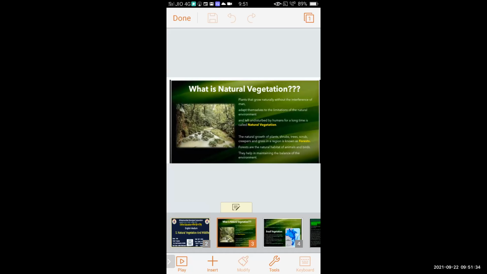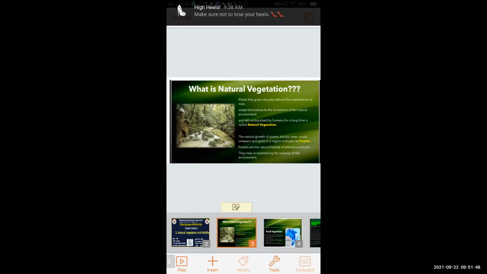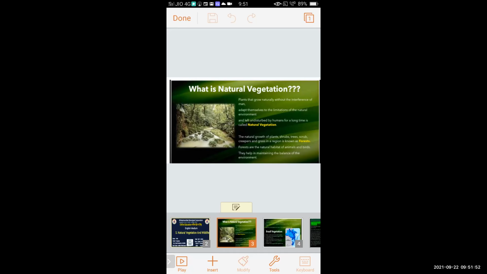Before starting, we will first revise what is natural vegetation. Plants that grow naturally without the interference of man, without any help of human beings, adapt themselves to the limitations of the natural environment. As per the natural environment they receive, they grow.